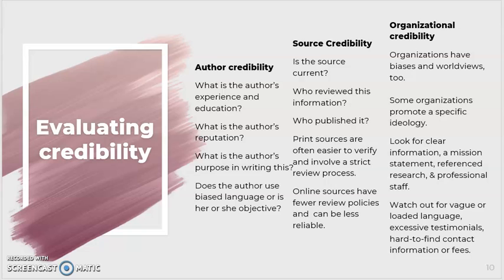So you want to ask yourself questions about the information that they provide, the references for their research, who their professional staff is, who they're hiring and who's writing for them, whether they have a mission statement. Some organizations are very heavily for the environment, and they're really pushing an environmental agenda. Others are anti-vaccine organizations or politically motivated in some way. So it's important to weed out credible organizations from organizations that may be less credible because of their bias, because of their ideology.